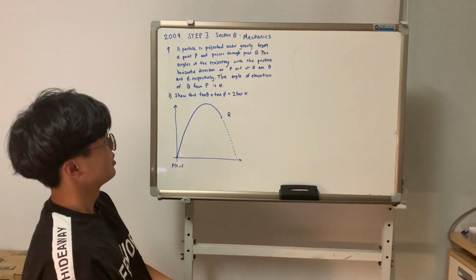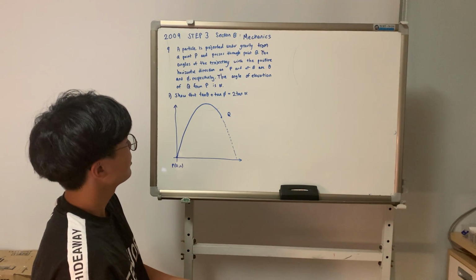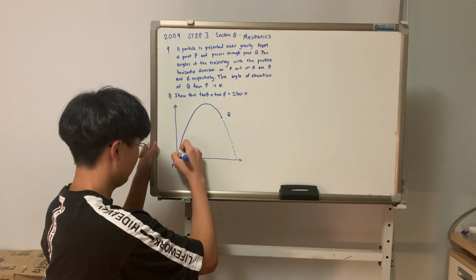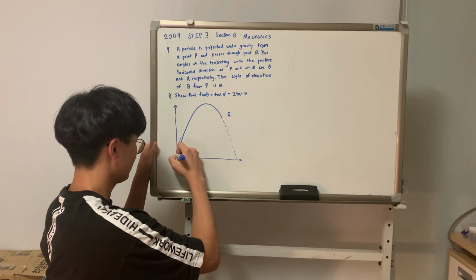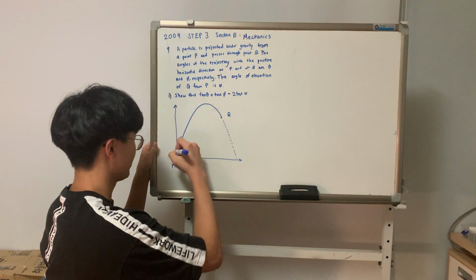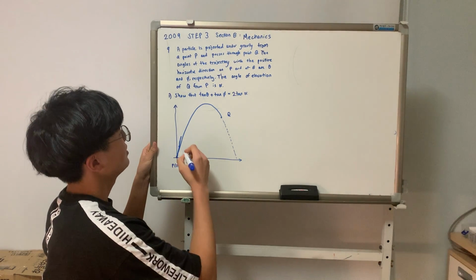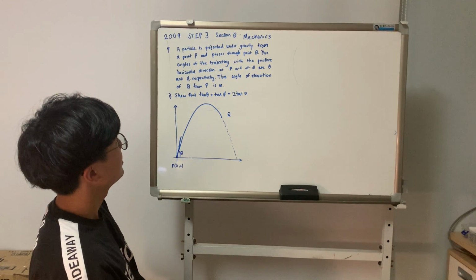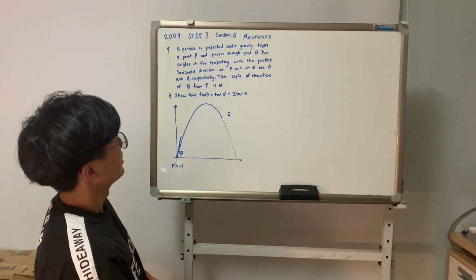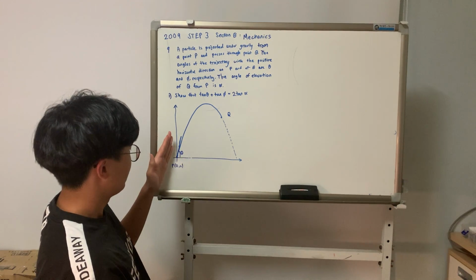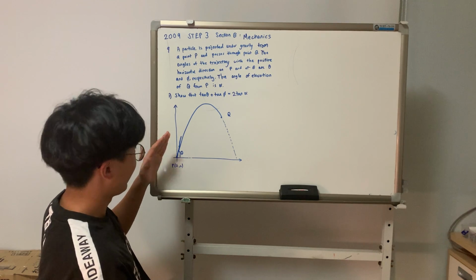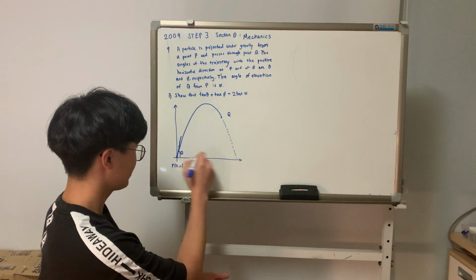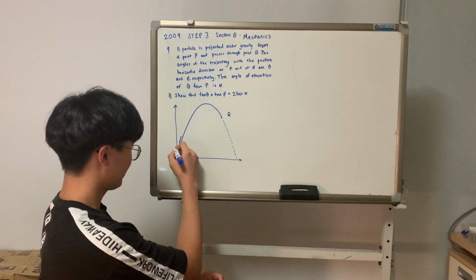There are three important pieces of information given by the question. Firstly, when we have an instantaneous gradient like that, we know that the angle here is going to be theta, because the question says that the angle the particle makes at point P with the horizontal axis is theta. And so we know that this angle here is theta.